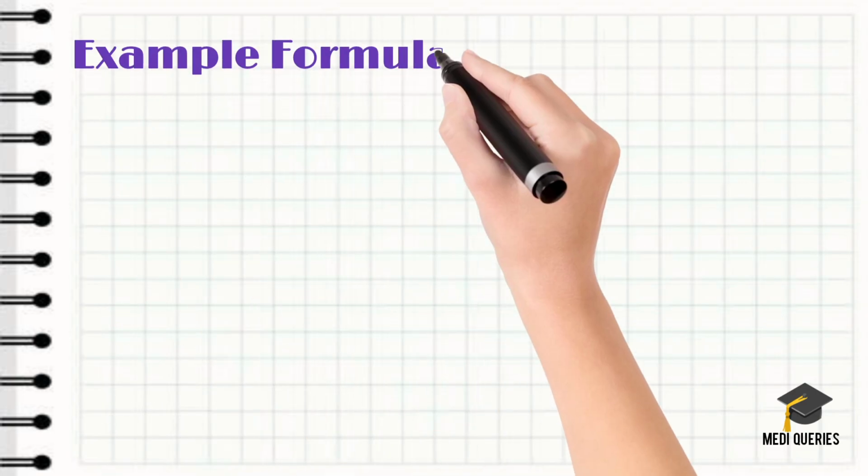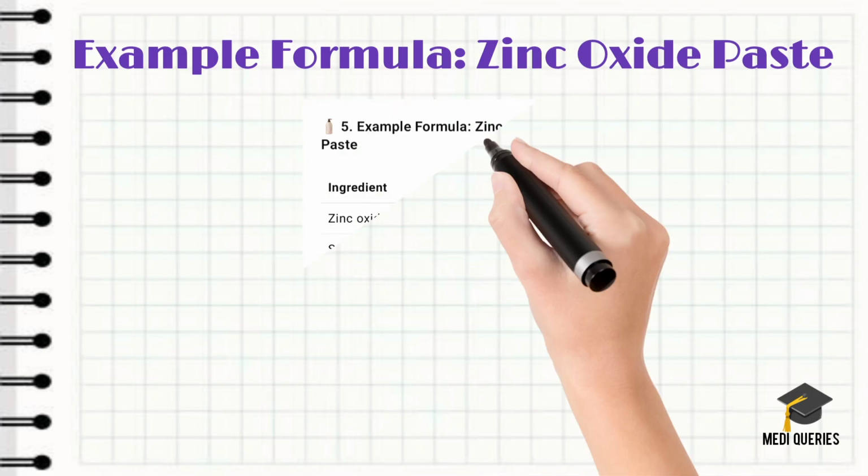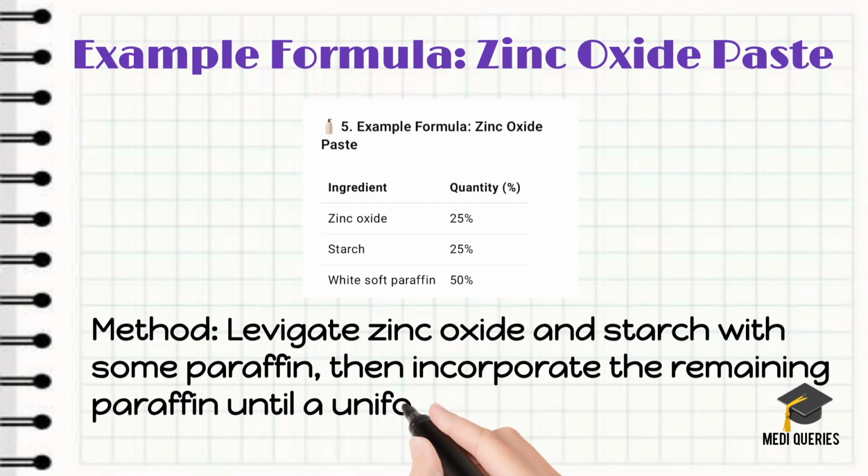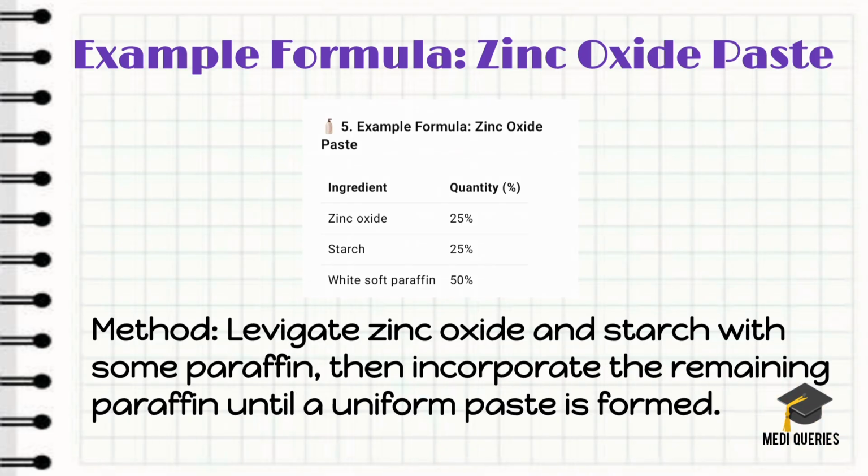Examples of pharmaceutical pastes. Some popular pharmaceutical pastes include zinc oxide paste, which is mainly used in diaper rashes and minor skin irritations. The second one is salicylic acid paste. It is mainly applied in treating corns, calluses and psoriasis. And the third one is tretinoin paste. It is mainly prescribed in acne treatment and skin resurfacing.